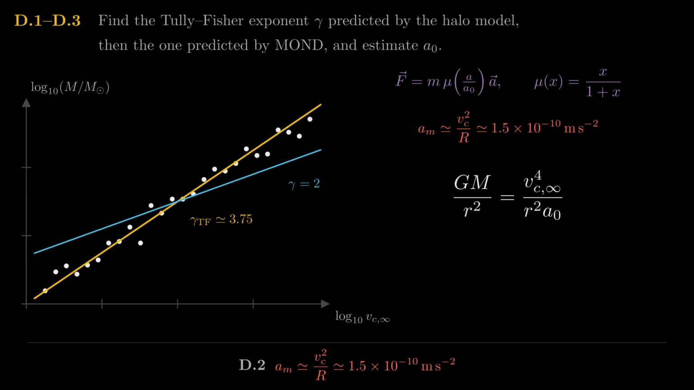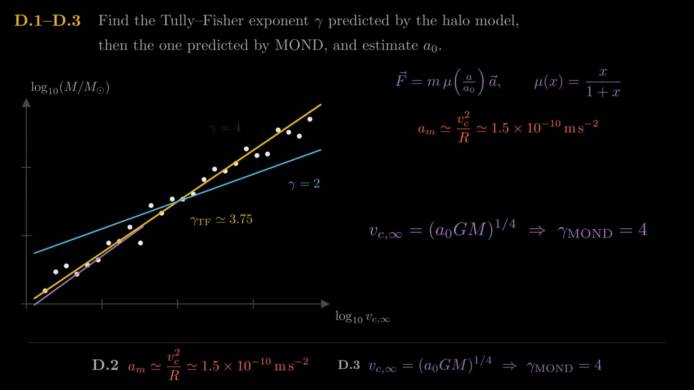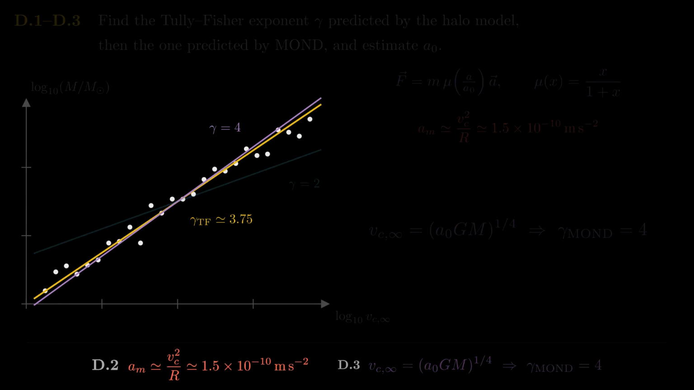Put a circular orbit into it. And look what happens. The r squared cancels on both sides. The radius drops out of the problem completely. An exponent of 4. Put that on the plot next to the measured 3.75. A flat rotation curve is no longer something you have to arrange. It falls out of the law.